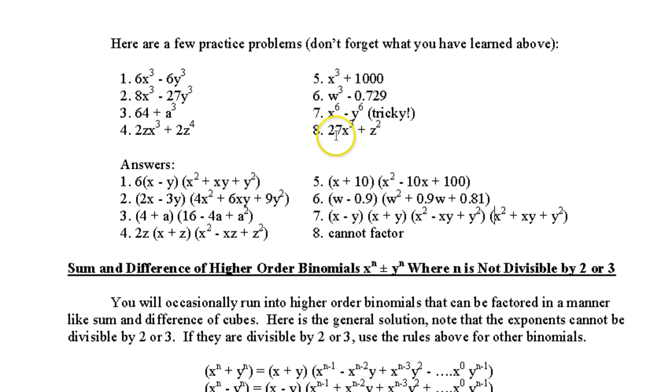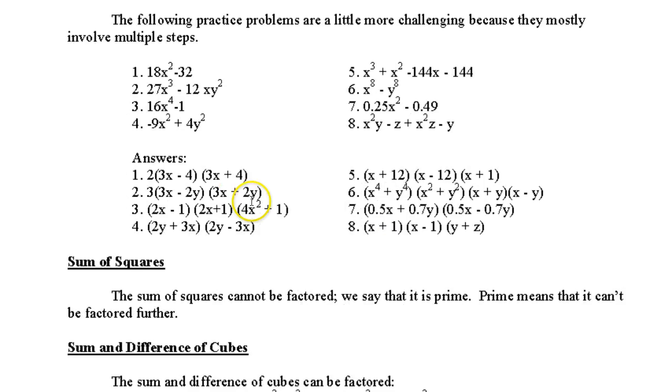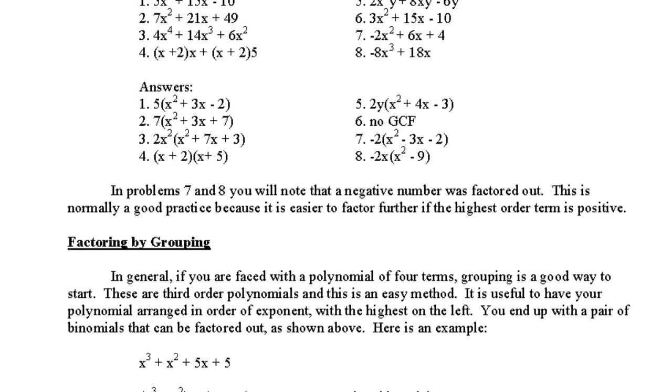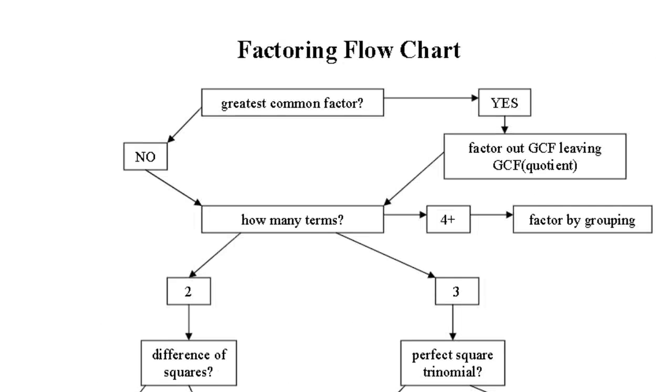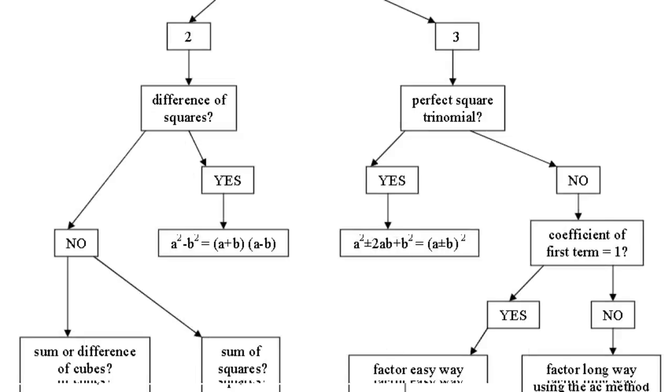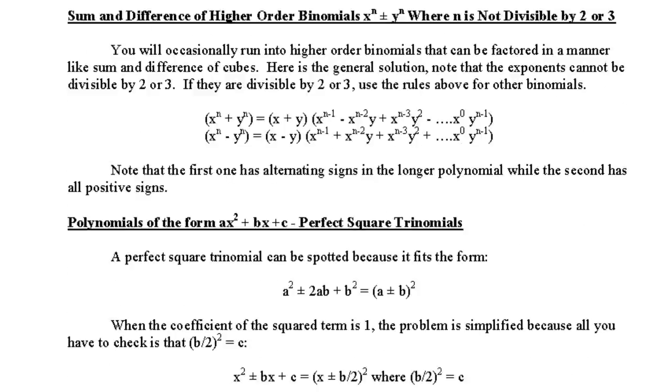Okay, now this one cannot be done. This first part is a cube, but the second part is not, so therefore you cannot factor because there's no common factor. Okay, and you have to remember your first step in the factoring flowchart is always look for greatest common factor. Okay, all right, so that's that one.